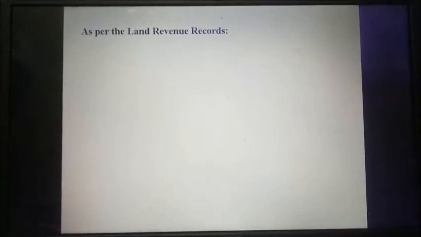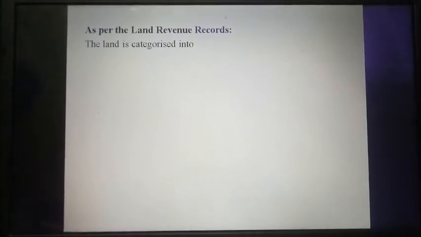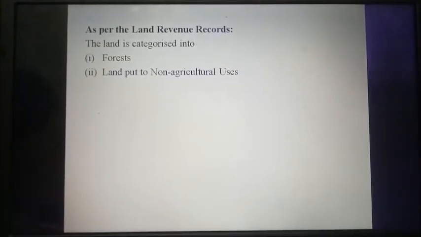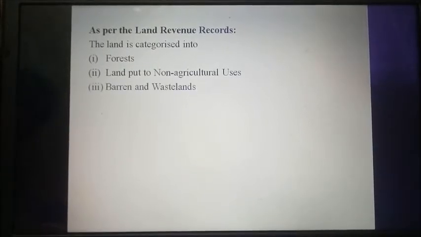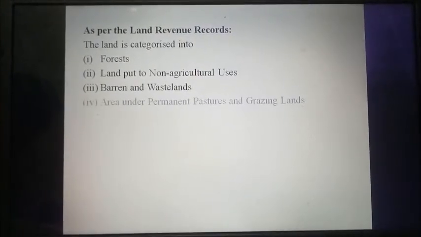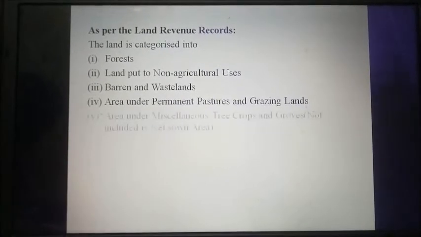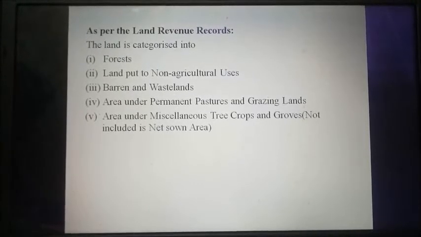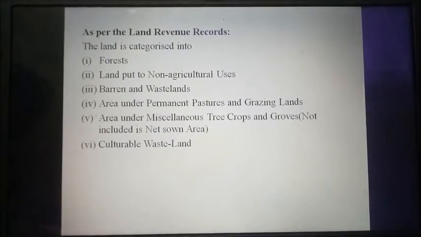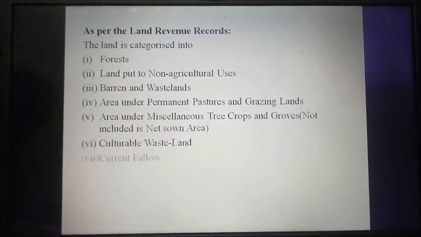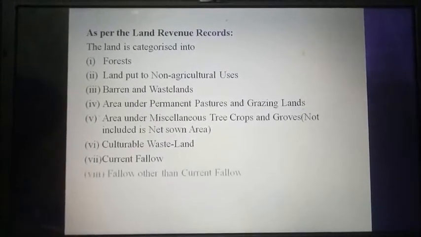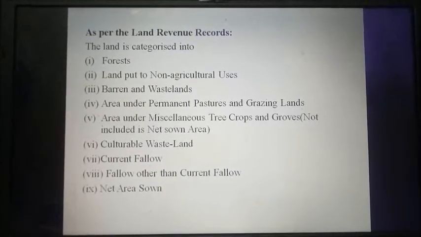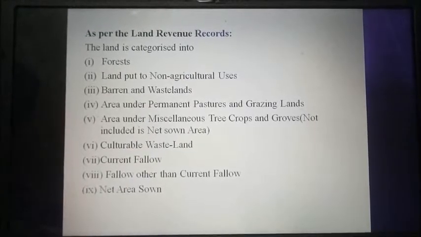Now, as per the land revenue records, the land is categorized into forest, land put to non-agricultural uses, barren and wastelands, area under permanent pastures and grazing lands, area under miscellaneous tree crops and groves, which is not included in the net sown area, cultivable wasteland, current fallow, fallow other than current fallow, and the net sown area. Let us study the land categorization in detail.